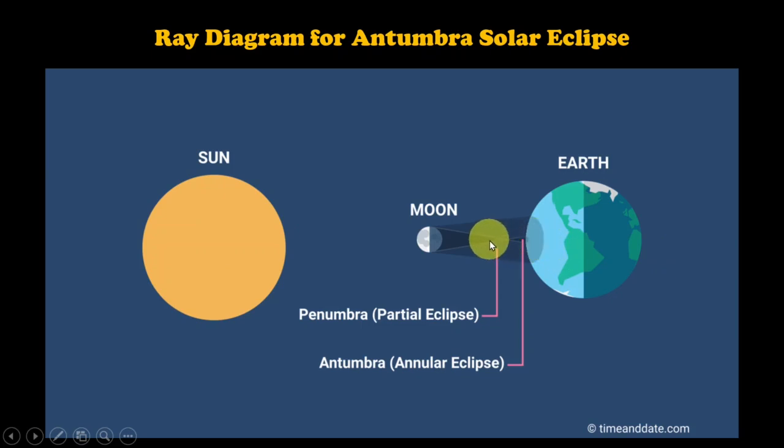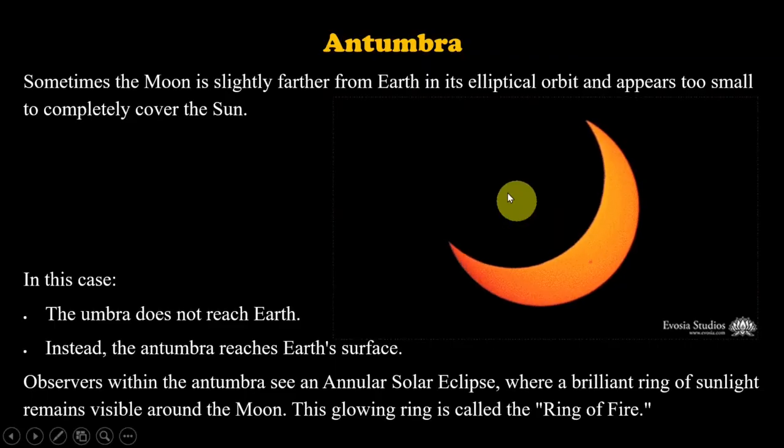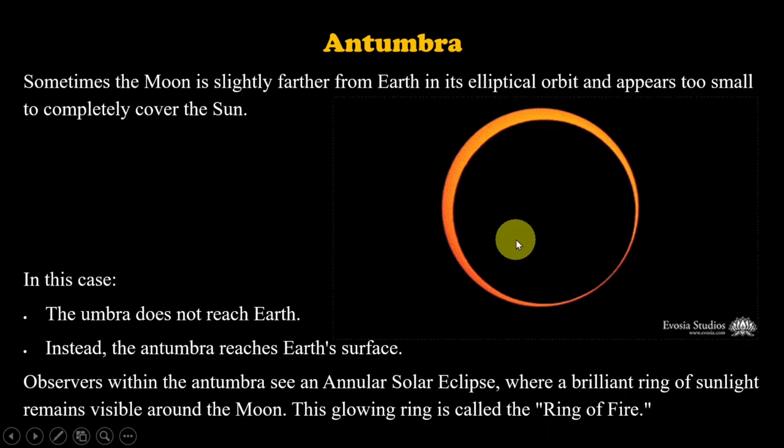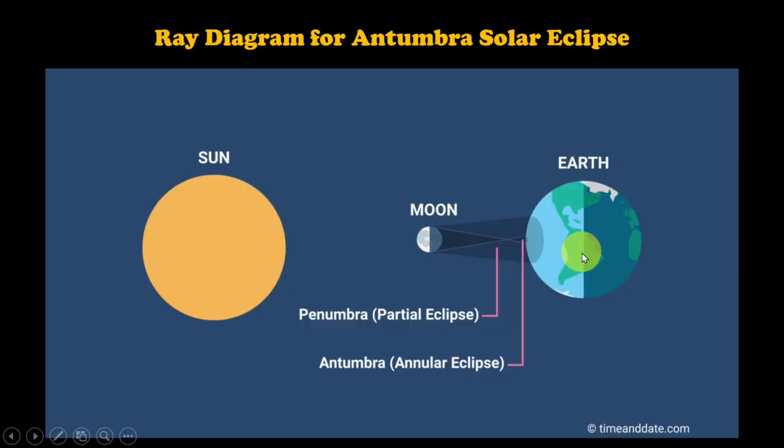Because this point usually forms the umbra, but it didn't reach Earth. It just converges somewhere in space. Then it crisscrossed, and now the crossed shadow, the antumbra, reaches the Earth's surface. We also call this an annular eclipse, and it gives rise to this. We call this the ring of fire.